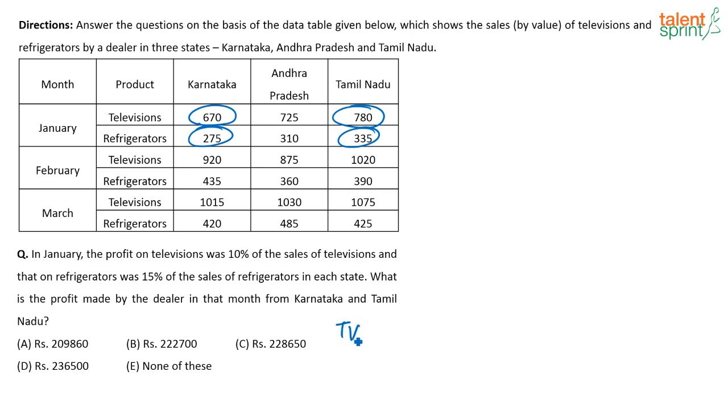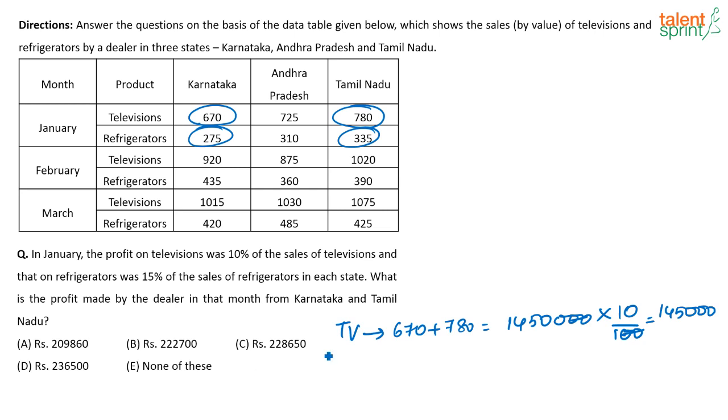So what is the total sales of TV in Karnataka and Tamil Nadu? 670 plus 780, which is nothing but 1450. Thousands, right, followed by 3 zeros. So what is the profit for TV? 10% is the profit. So this is the profit amount that they get from TV.